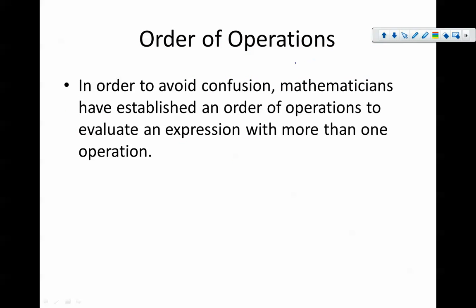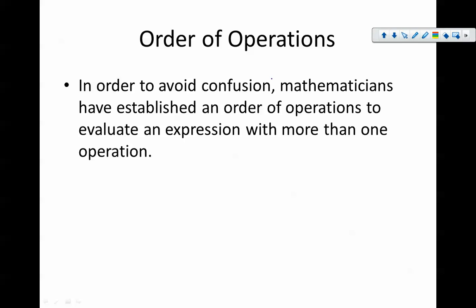The order of operations. In order to avoid confusion, mathematicians established the order of operations to evaluate an expression with more than one operation. What was happening was that in the 1700s, 1800s, every time a mathematician wrote a book, they would have a couple pages at the beginning of that book that would describe basically their order of operations, the conventions they were using when they were solving out all of their work in this book.